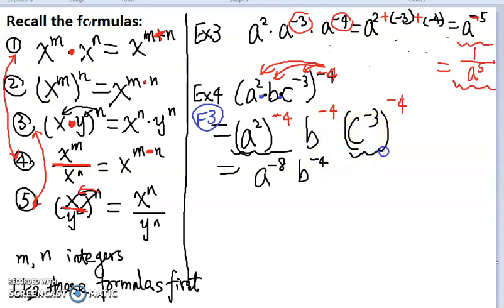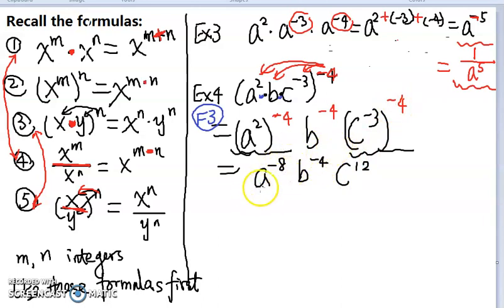And the third one's also the second formula because these 2 exponents are right beside each other, and we can multiply them to get negative 3 times negative 4, that's a positive 12. So we got c raised to 12.